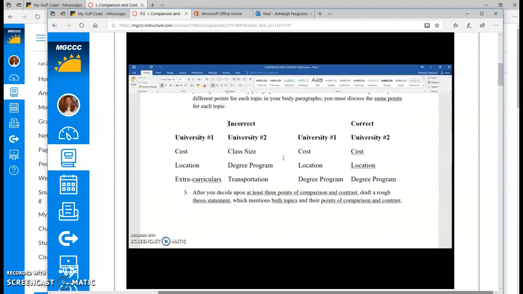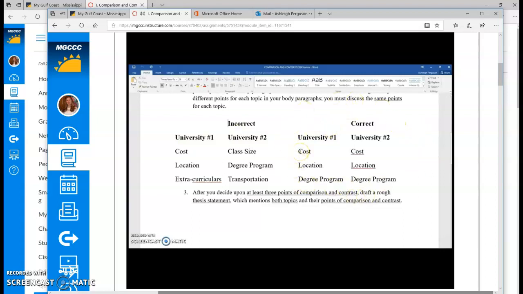I want you to just be very careful. Notice I say incorrect here. If you choose to compare and contrast 2 universities, you only are going to be discussing up to 3 to 4 points, but you need to ensure that you are consistent. Like if you discuss cost with your first choice of university, you've got to discuss cost with the second university, just like we have over here. You want to be consistent.